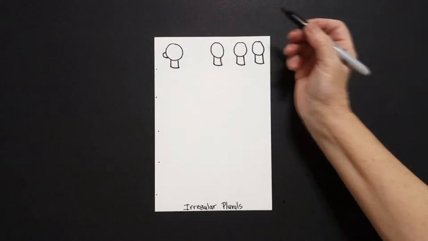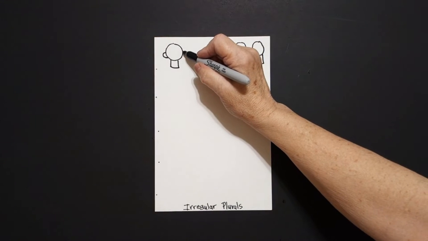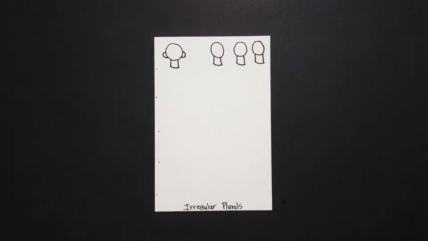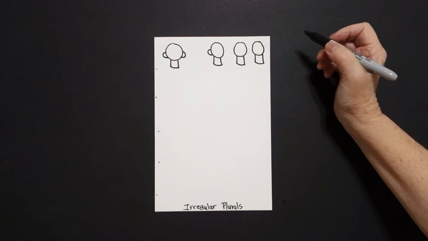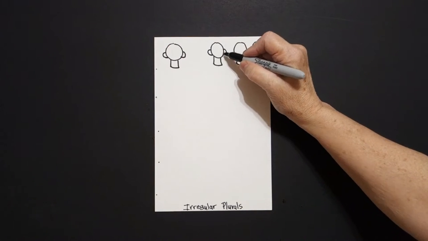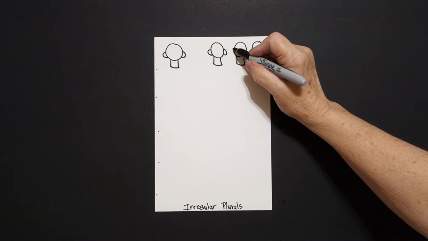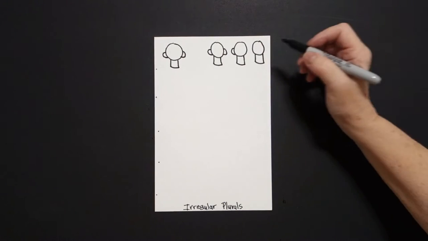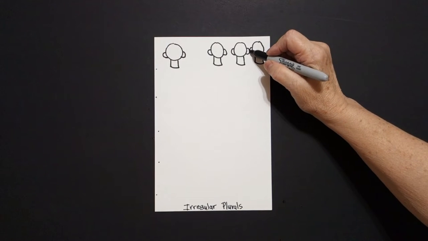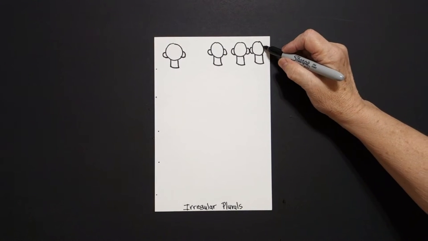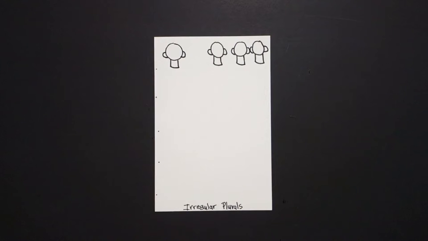On the left, curve line in, out. On the right, curve line in, out. Curve line in, out, and keep repeating that for each figure.